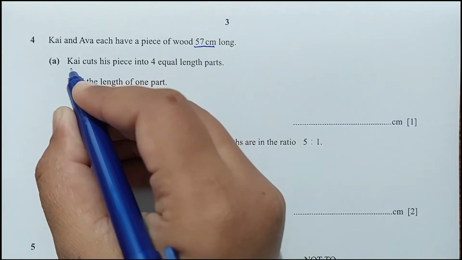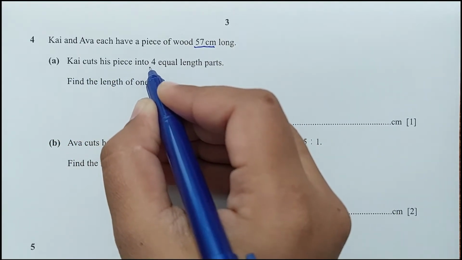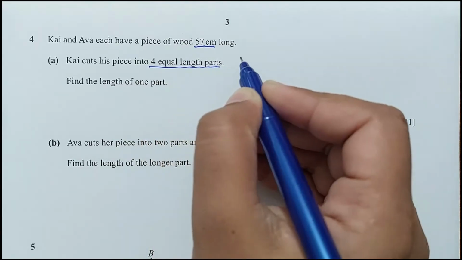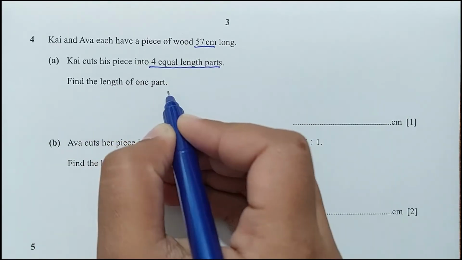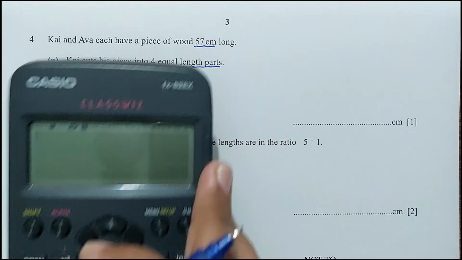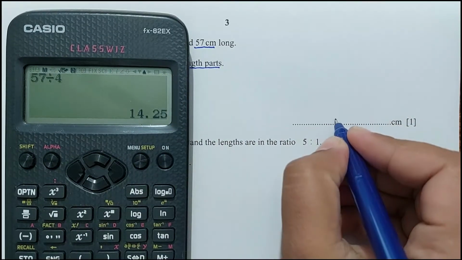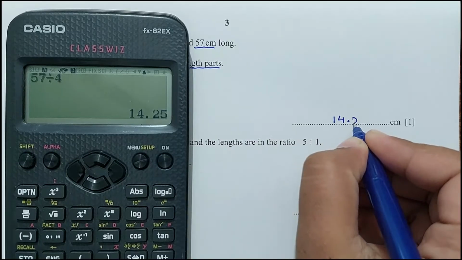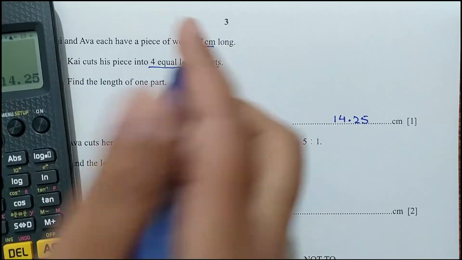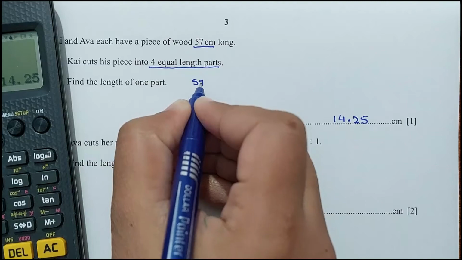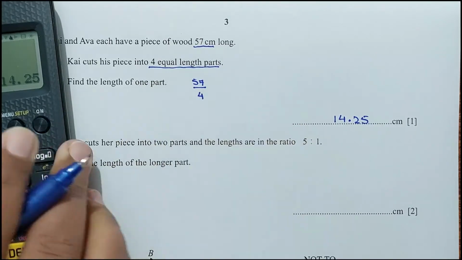Yes. Question number 4, Kai and Ava each have a piece of wood 57 centimeters long. Part A, Kai cuts his piece into 4 equal length parts. Find the length of one part. 4 equal lengths means 57 divided by 4. The length of each part is 14.25 centimeters, right?